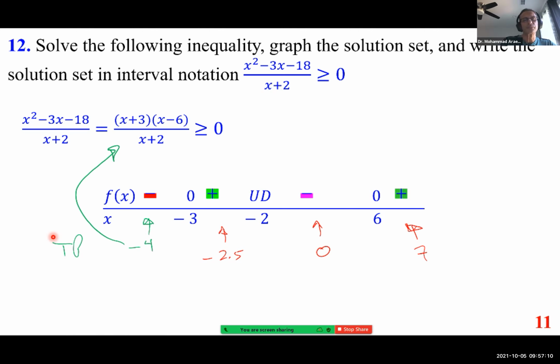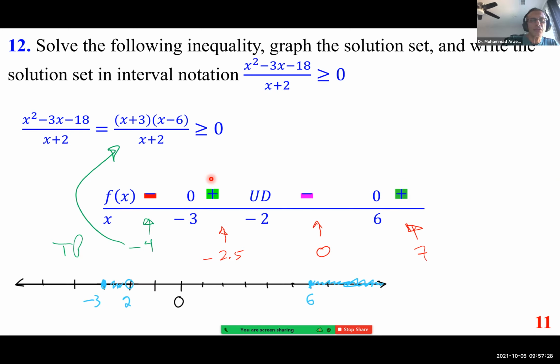So what happens is we go back to the original one. We want greater than or equal to 0. So anywhere you see positive is the answer, from here to here and from here on. Now, pay attention to the way we are going to write the answer.